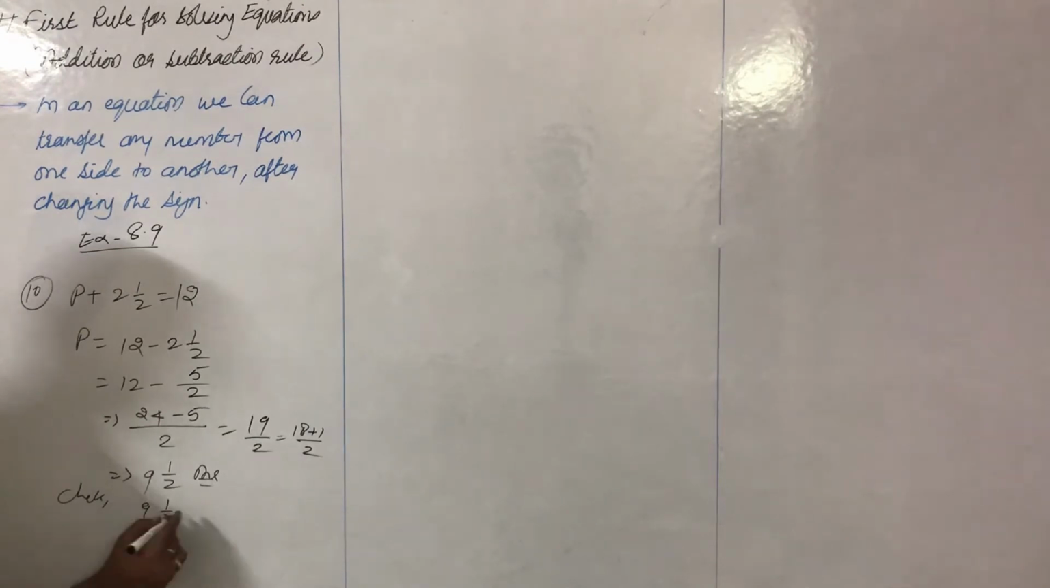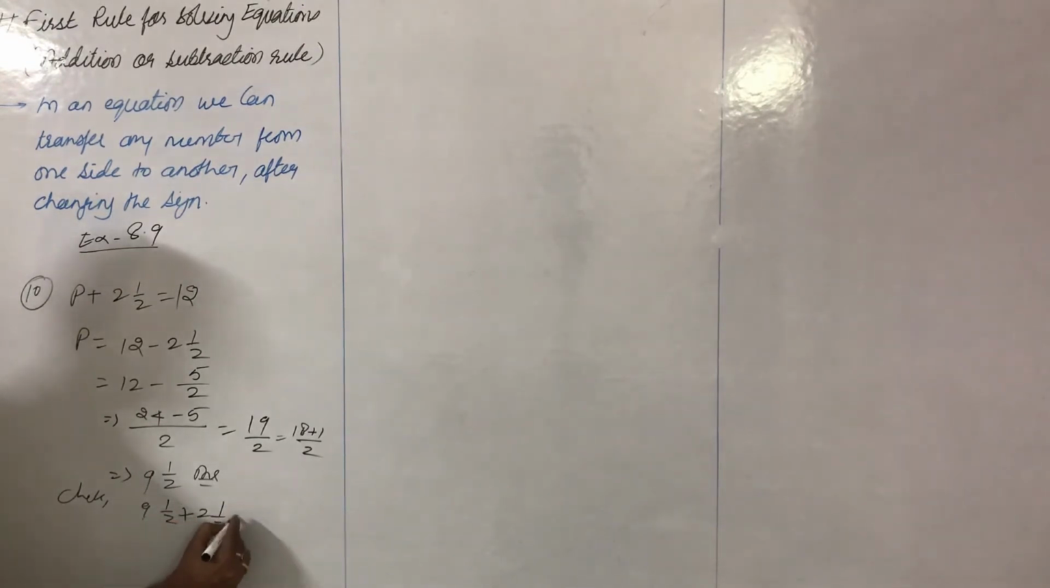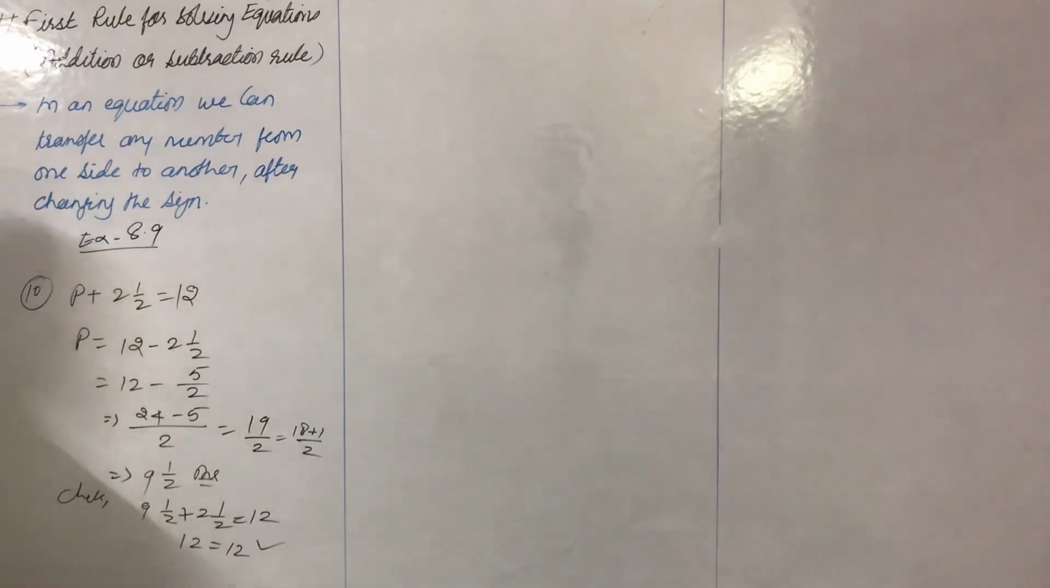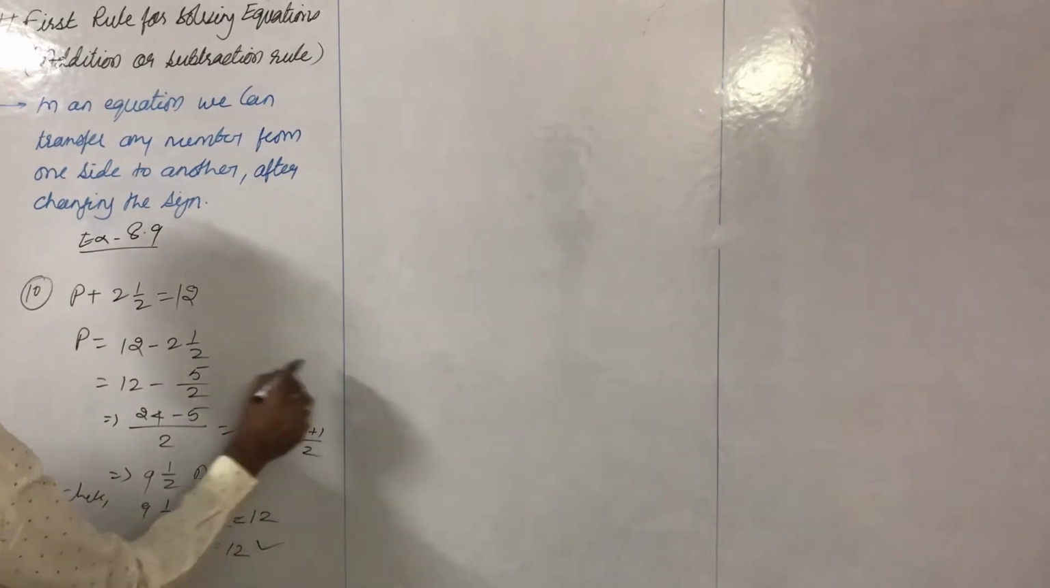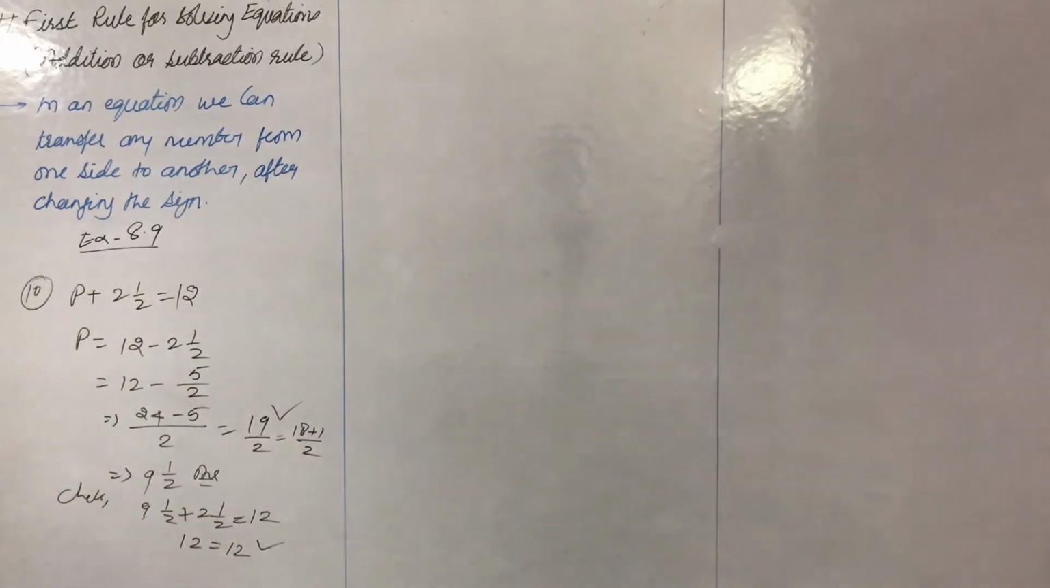Then for check, we can put this value 9.5 plus 2.5 equals 12. Yes, 12 equals 12. Answer is correct. So the answer is 19 by 2, or we can write 9.5.